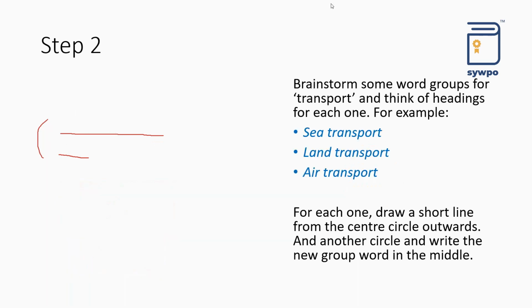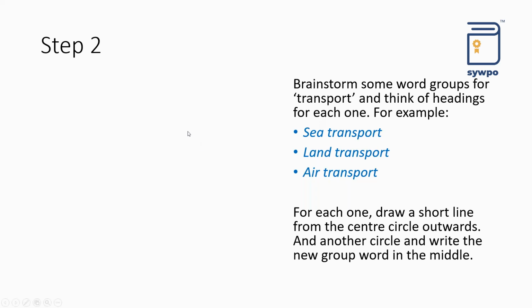Then number 2 is brainstorm some word groups for the word transport. You remember I wrote transport, so you have to think about the word transport and then think what transport is, or maybe how many types of transports are there. So you have to think of the related words and phrases, and you can draw more lines. For each one, draw a short line, and then circles going outwards from the center.